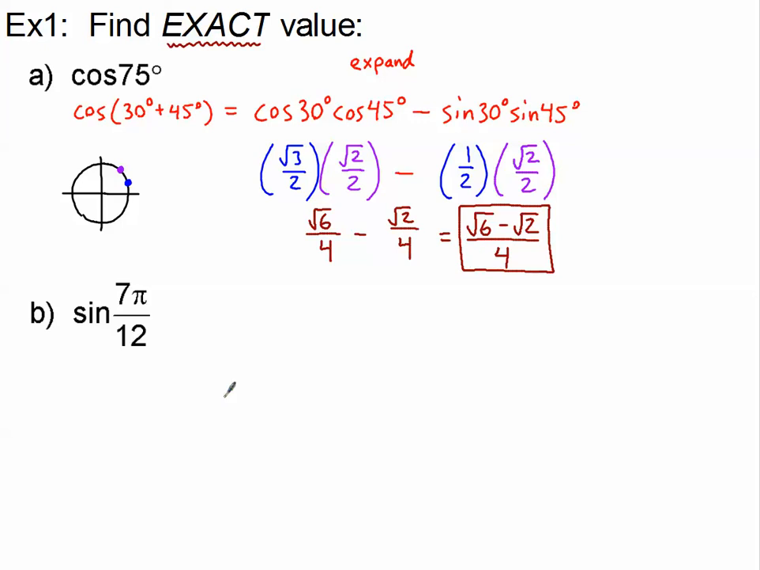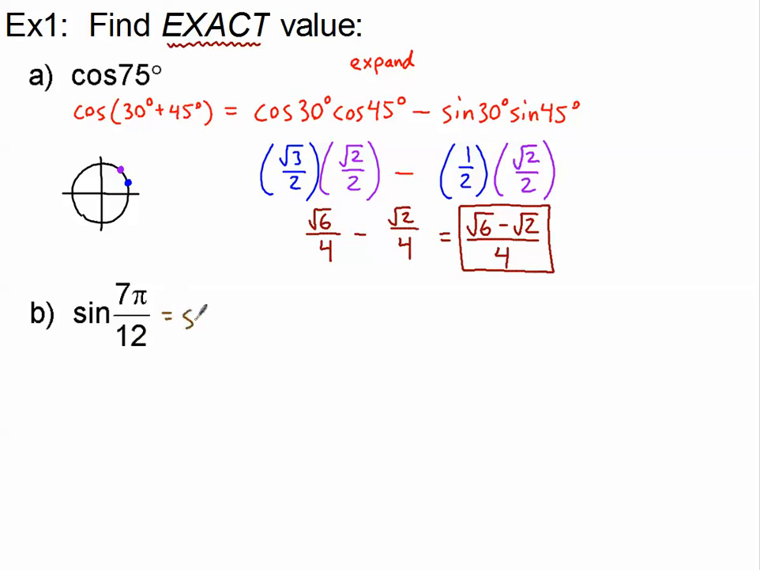So let's look at part B. We have the sine of 7 pi over 12. Well, again, 7 pi over 12 is not one of the famous angles from our unit circle. So we're going to have to figure out what we can do to either add or subtract two angles that we do know that get 7 pi over 12.